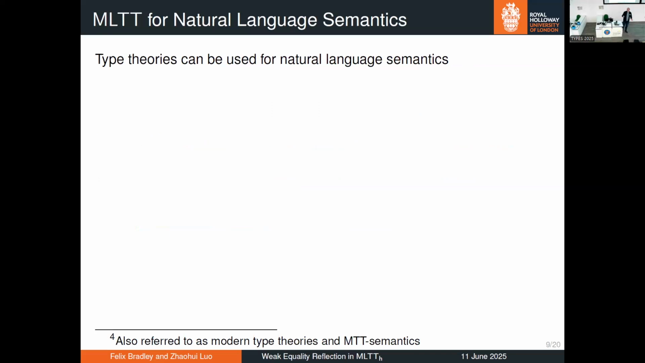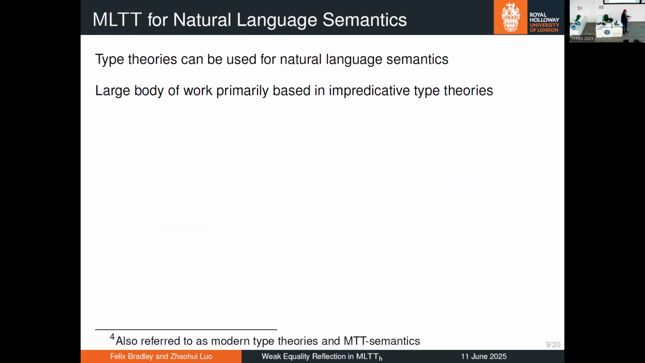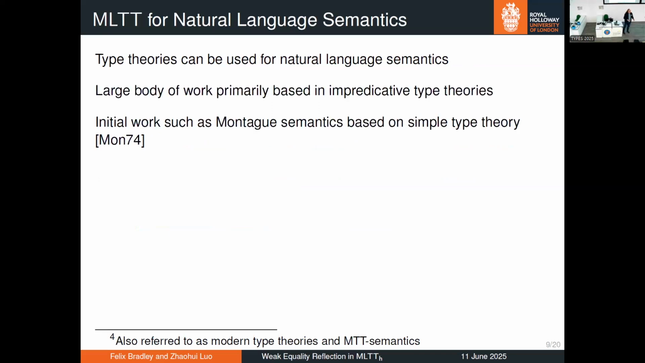We can also use type theories for natural language semantics. This is quite a well-studied area. Initial work was done primarily in the 1970s, I may be wrong on that, working from Church's simple type theory for prescribing meaning to natural language.